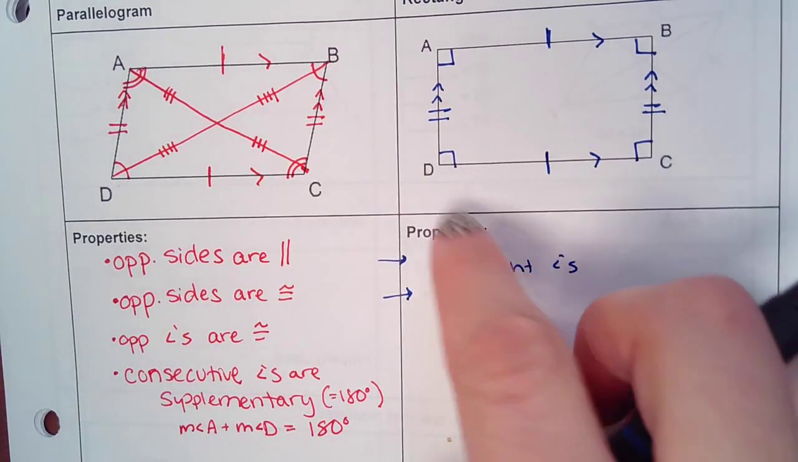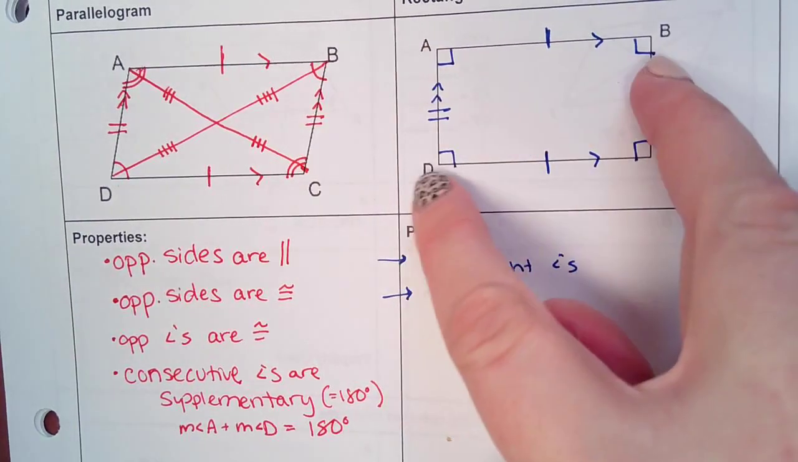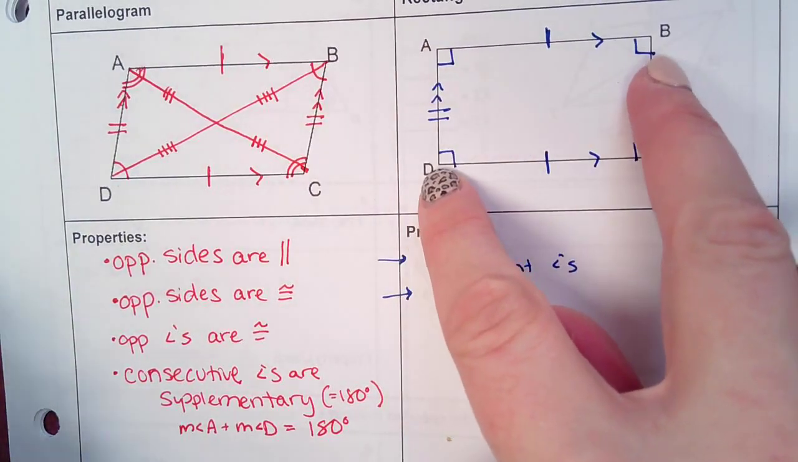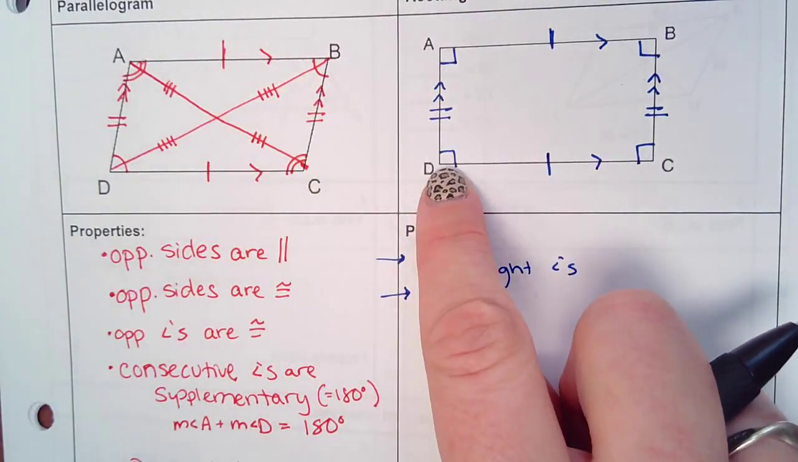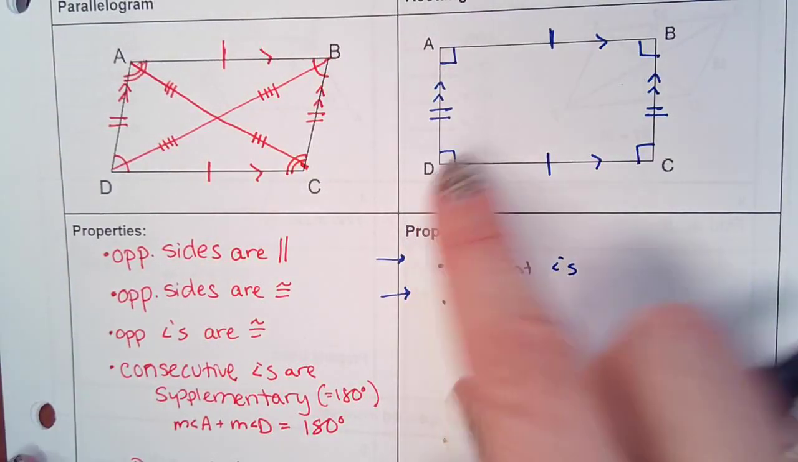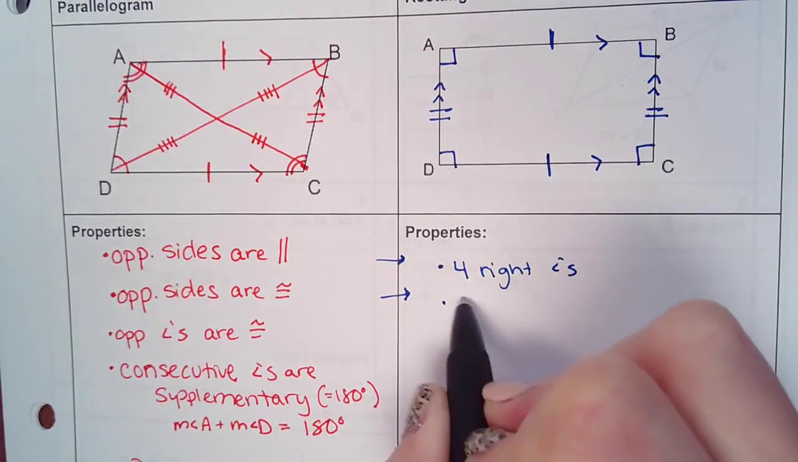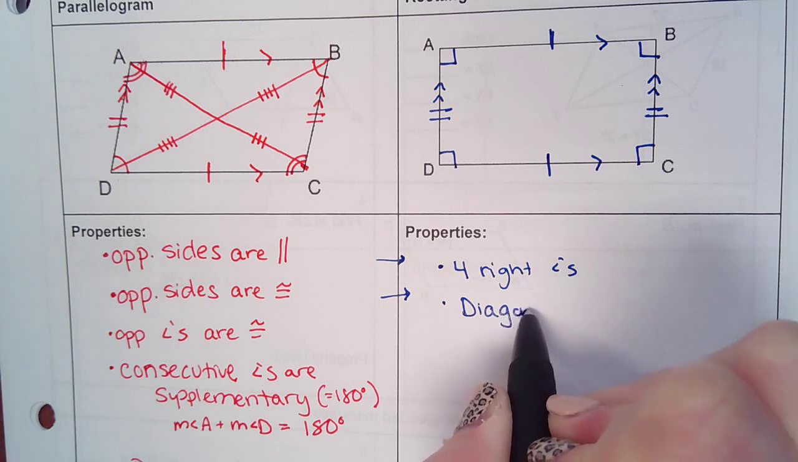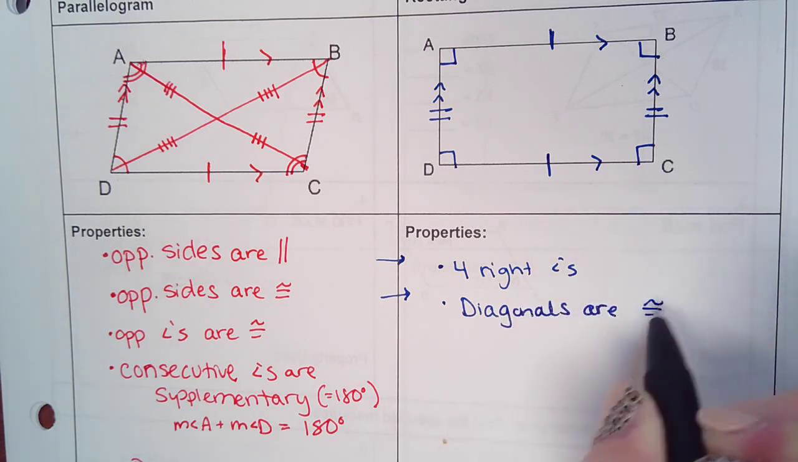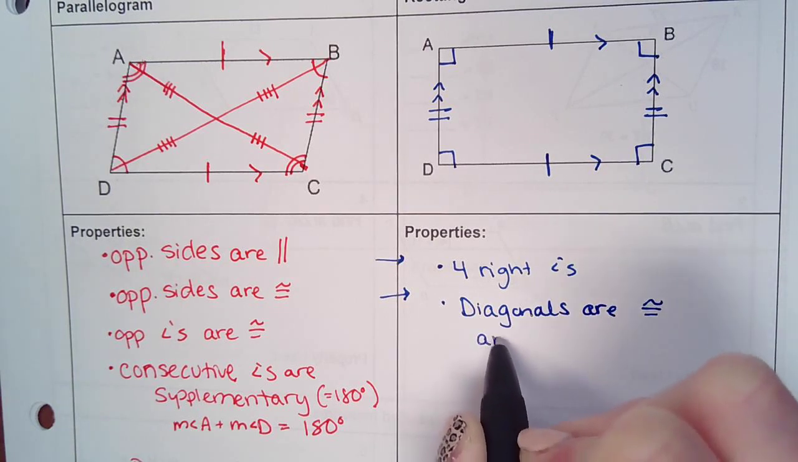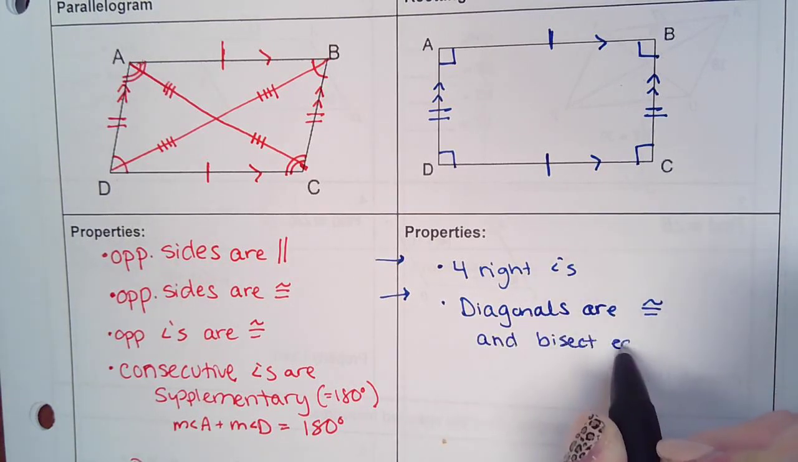Okay. Opposite angles are congruent. Well, that's true because opposite angles are congruent there. Both these are 90. Consecutive angles are supplementary. 90 plus 90 is 180, so that's still true. Okay, diagonals bisect each other. That's still true. This time, the diagonals are congruent and bisect each other.